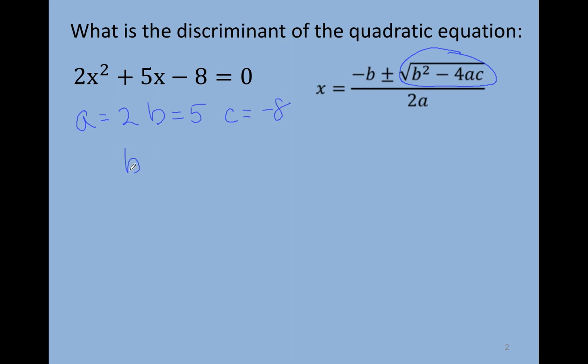So we're just going to do this part here, b squared minus 4ac. So we're going to go 5 squared minus 4 times 2 times negative 8. This gives us 25 plus 4 times 2 is 8. 8 times 8 is 64. Negative times a negative is positive, 89. So this discriminant is going to tell us the number and type of solutions. It's a positive number, so this is going to be 2 real solutions.